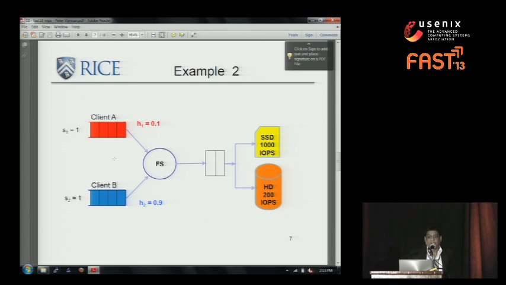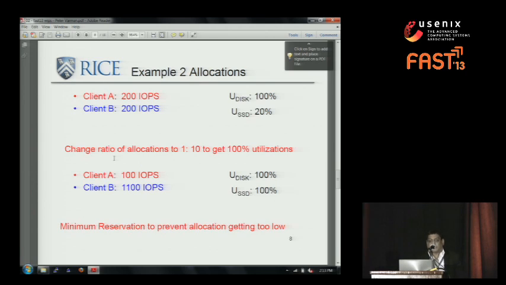Okay, here's another example where the setup is the same, but the hit ratio of one client is 0.1 and the other one is 0.9. So when we do the allocations over here, again, because it's a 1:1 ratio, by default they will get an equal number, 200 IOPS is what they will get, but the SSD will be at a very low utilization of 20%. So the question is, can we play the same trick and try and increase the IO utilization? And it turns out that if you change the ratio to 1:11, that's a typo, you can get 100% utilization in this case as well.